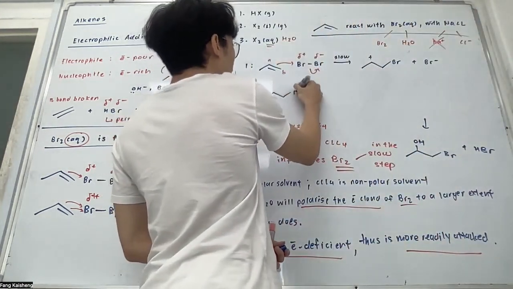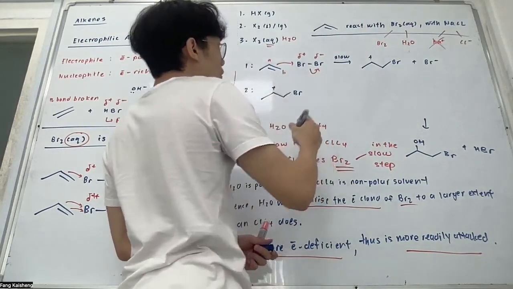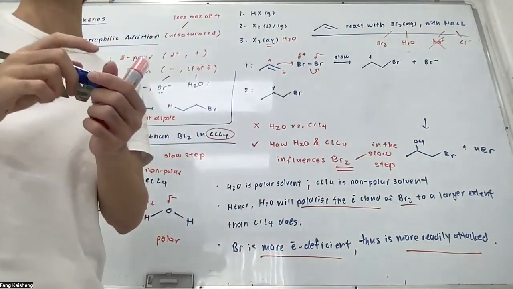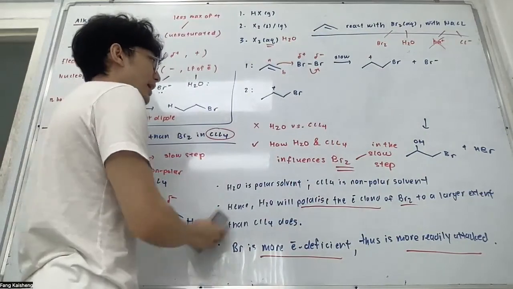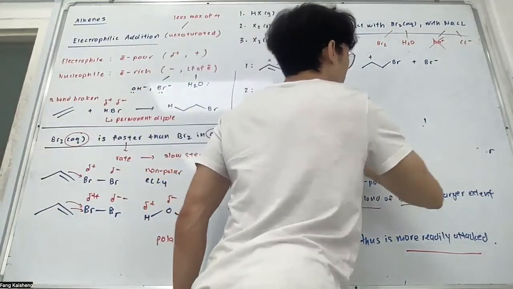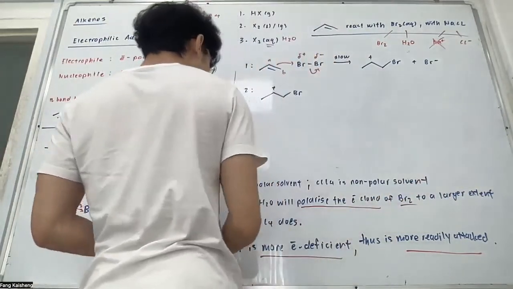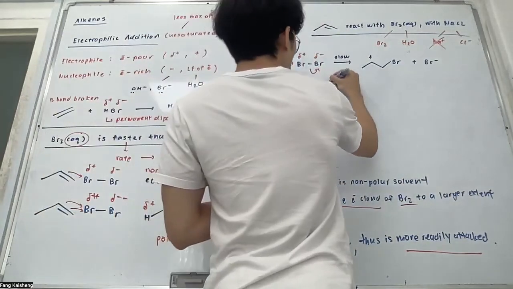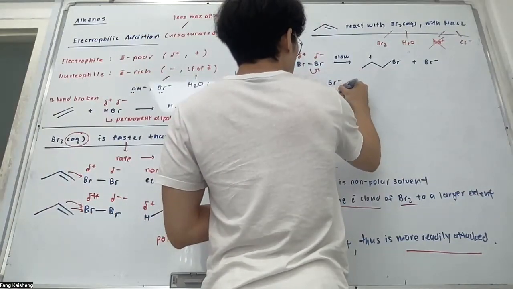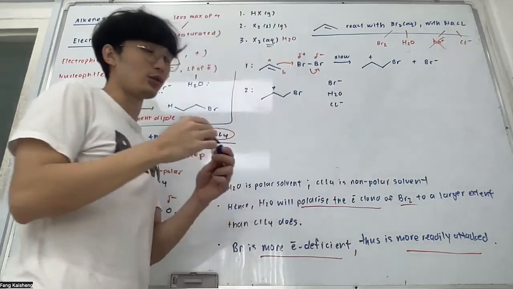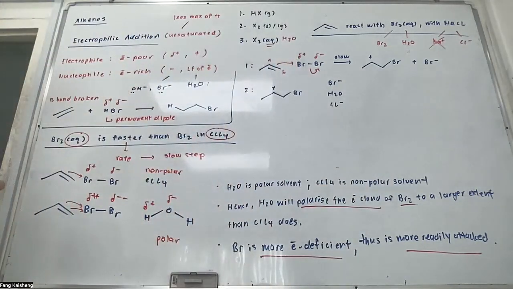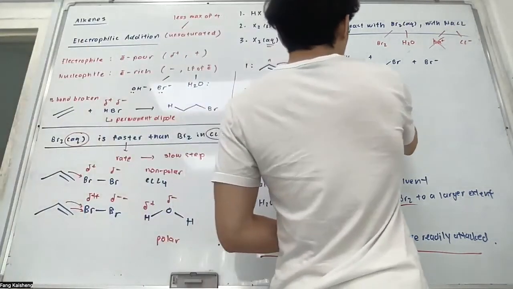Now that my carbon cation looks like this, can you all take a look? What are some possible electron-rich species, nucleophiles, that can attack this? Okay, good. There's Br minus, anything else? There's H2O, anything else? Good, Cl minus is the additional thing that we added in, right? So can all of them attack it? Definitely. All can. Okay, so we have multiple products over here.